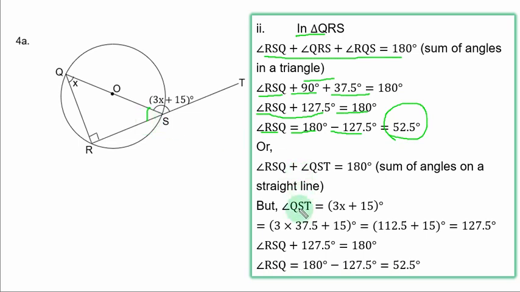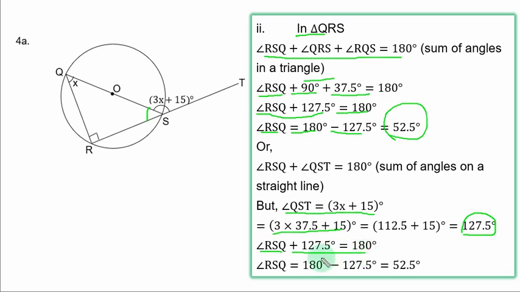Or you can take these two angles and add them; the sum is equal to 180, angles on a straight line. Now angle QST is 3s plus 15 degrees, and s is 37.5. So you replace s with what it stands for. If you multiply and add, you get 127.5 degrees. So angle ROSQ plus 127.5 degrees is equal to 180 degrees.